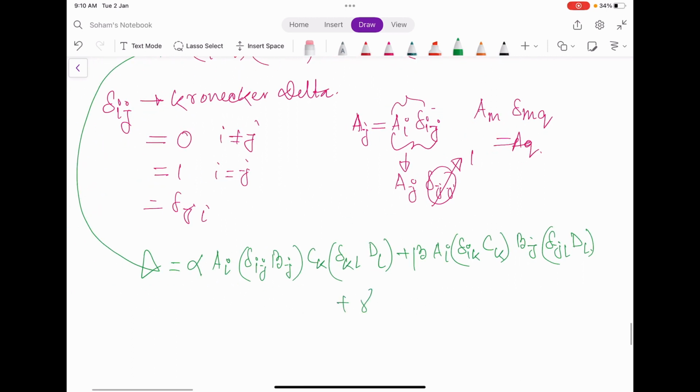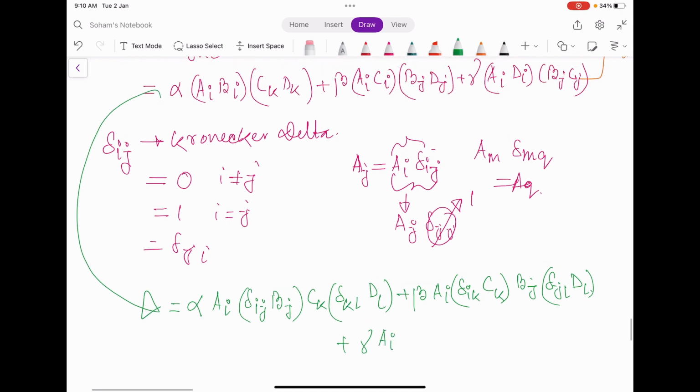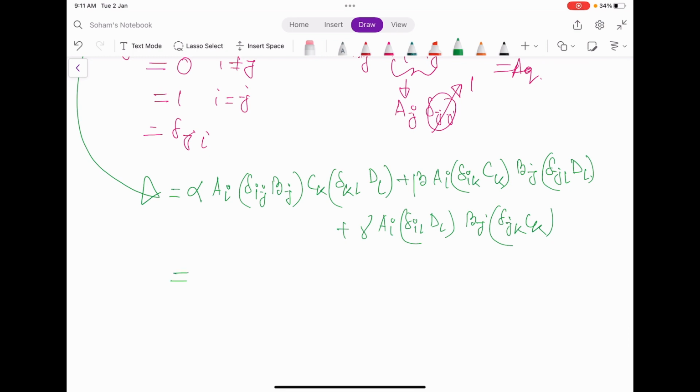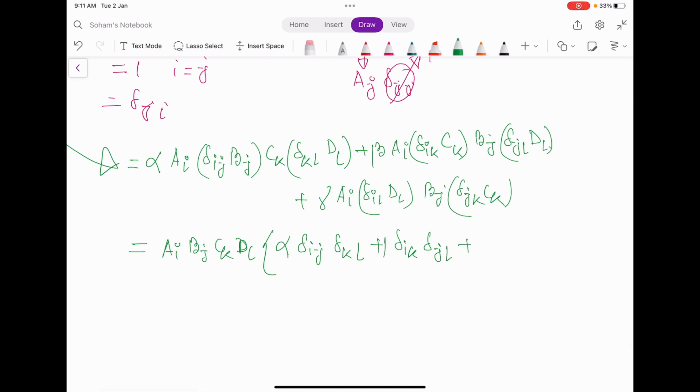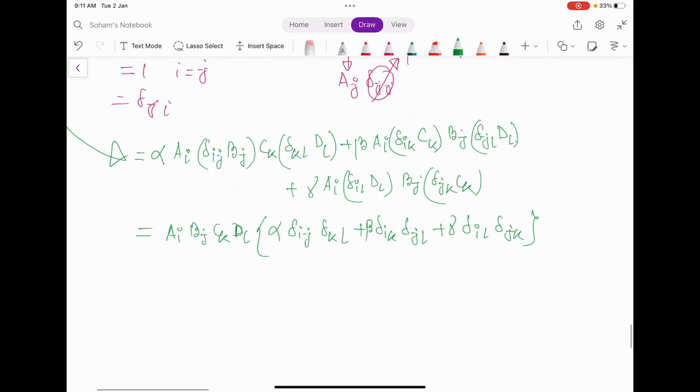Plus gamma into, ai is not a problem, di is a problem, so delta il dl. And again bj is not a problem but cj is a problem, so delta jk ck, right? So now if I take ai bj ck dl common, then I have ai bj ck dl common with alpha into delta ij delta kl plus delta ik delta jl, plus, there was a beta plus gamma into delta il delta jk, right? So this thing is equal to Cijkl into ai bj ck dl.